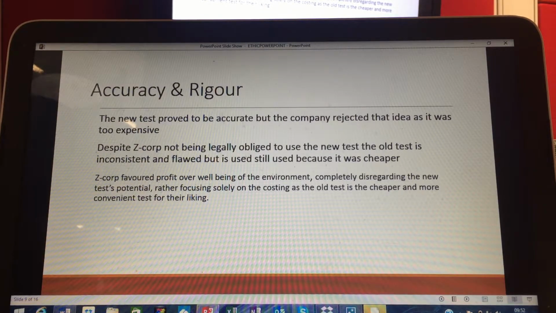Despite this, the company Z Corp is not legally obliged to defer to this new test, and this company is not displaying accuracy and rigour as they are completely disregarding the new test potential rather than focusing solely on the costing, as the old test is cheaper and a more convenient test for their liking. The necessary means for being accurate are available to the company at their disposal but are not being utilised and considered due to the costings.